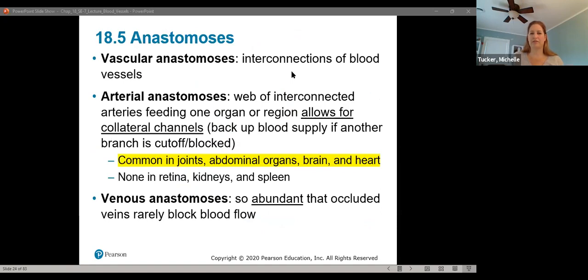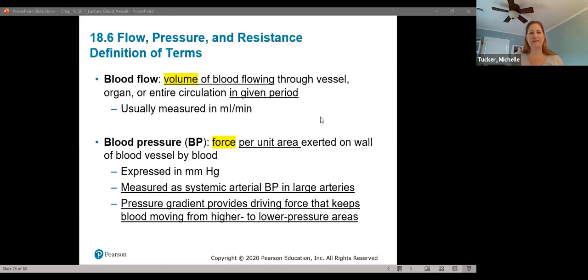Anastomoses are just additional interconnections of blood supply. They're common in joints where mobility impedes blood movement, as well as abdominal organs, brain, and heart. And again, venous anastomoses are so abundant that you can lose veins, remove veins, and blood flow still occurs.